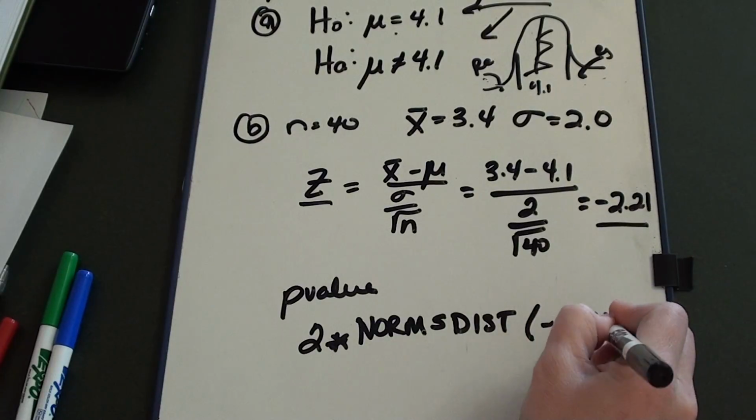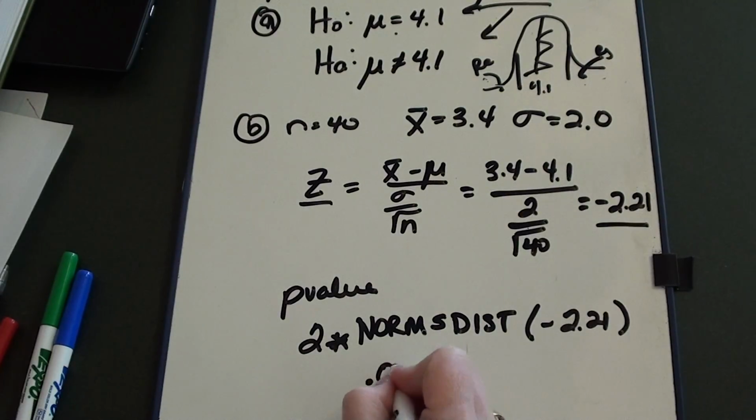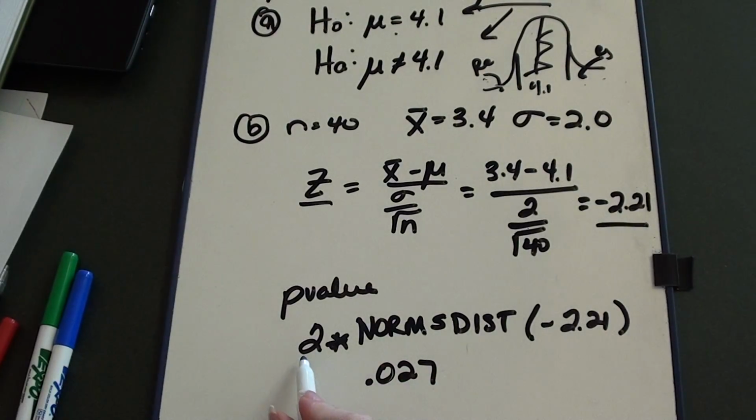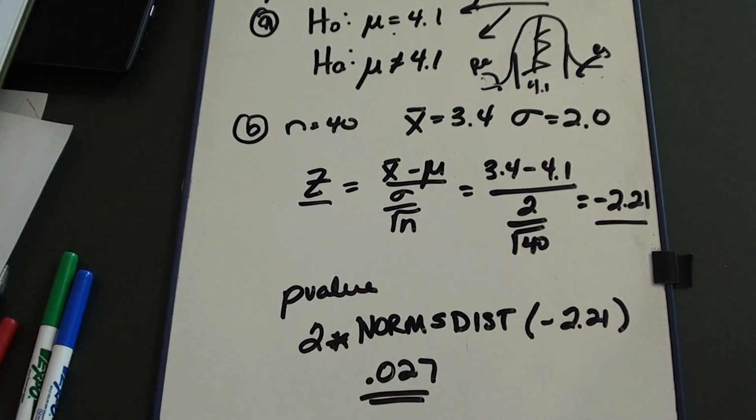In this case we'll plug in the negative 2.21. When you calculate that out, you get 0.027. If you hadn't done the 2 times, if it had been one tail, you would have gotten 0.0134. Okay, that's the end of part B. That's the answer to B.